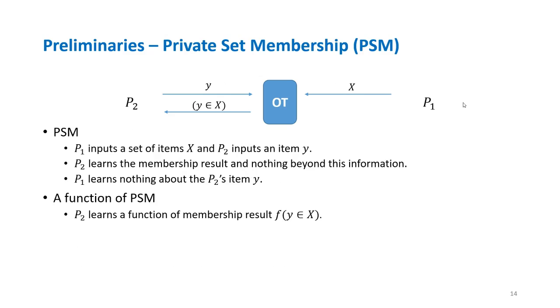Private set membership functionality is similar to the private set intersection functionality, but here one of the parties inputs an item instead of a set. In the function-of-PSM functionality, one of the parties learns a function of the membership result.